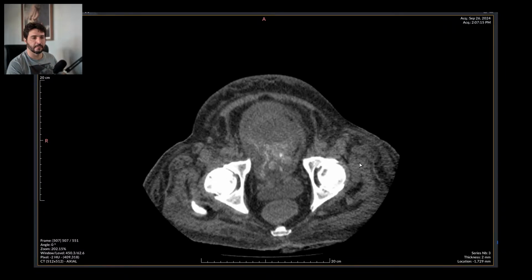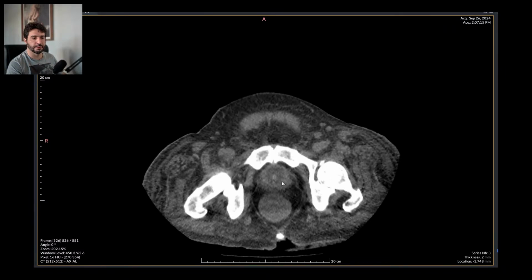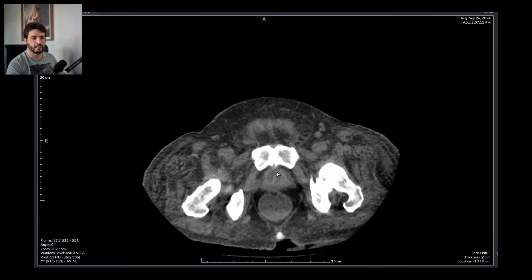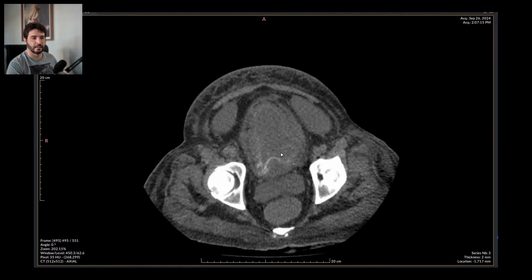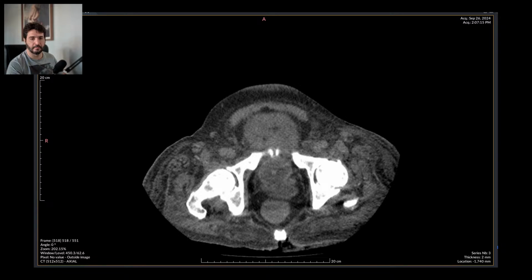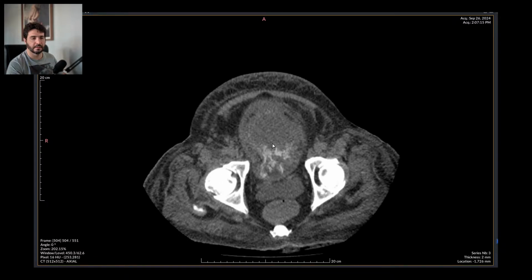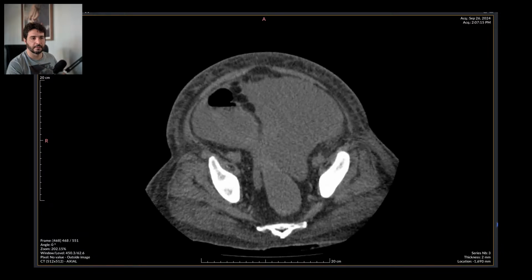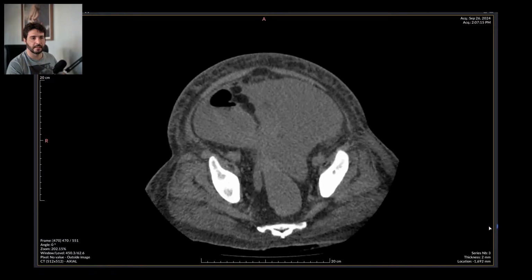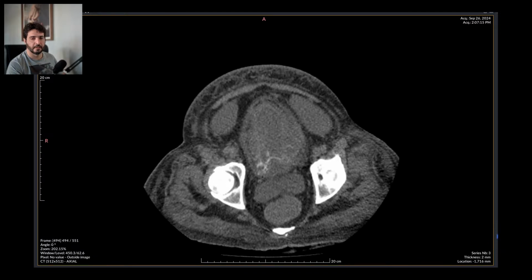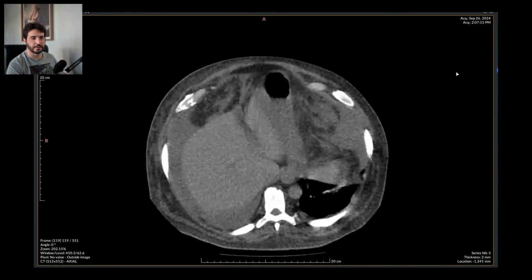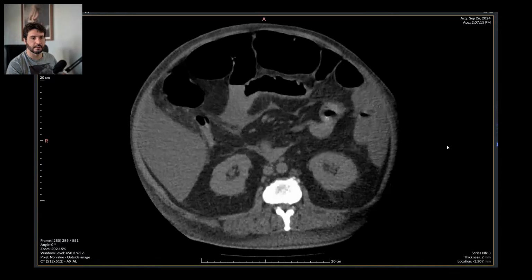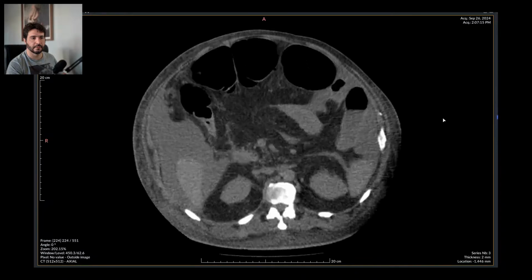There is a malpositioned probe right there. It goes through the prostate into the vesical floor, and there is maybe some sort of blood or bloody content inside this very thickened urinary bladder. There is also distension, gas and liquid distension of the colon.